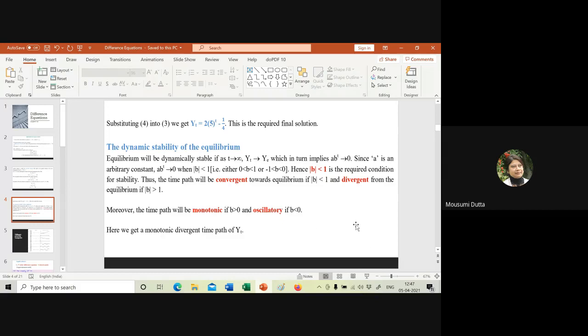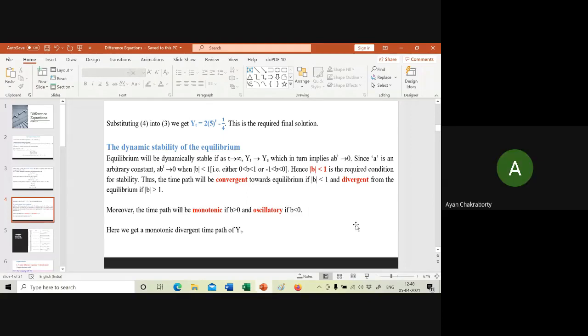So this is the idea about how to derive the time path of a concerned variable for a first order difference equation. That is how to find out CF for the homogeneous form of the equation, how to find out PI, which is equivalent to the equilibrium of the non-homogeneous form, and then how to combine these two to derive the time path. Second, check the mod value of b to confirm whether your time path is convergent or divergent. Third, check whether your b is positive or negative. If it is positive, the time path will be monotonic. If it is negative, it will be oscillatory. So today I'll stop here. Does anyone have any question?